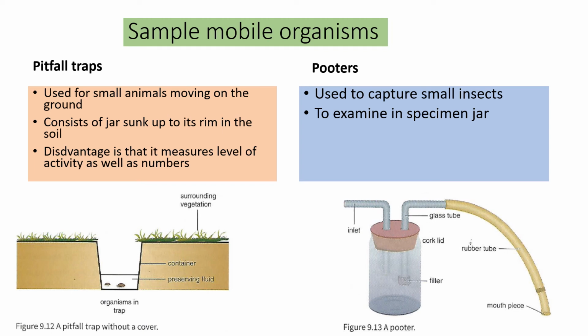Okay, a pooter. This little pooter is for collecting small insects, and to avoid touching the insect, you have this pooter: you suck on this end, you've got a filter here so the insect doesn't end up in your mouth, and this bit you put to where the insect is, and by sucking here you create a low pressure and it sucks the insect into the specimen jar and you can examine it in there.